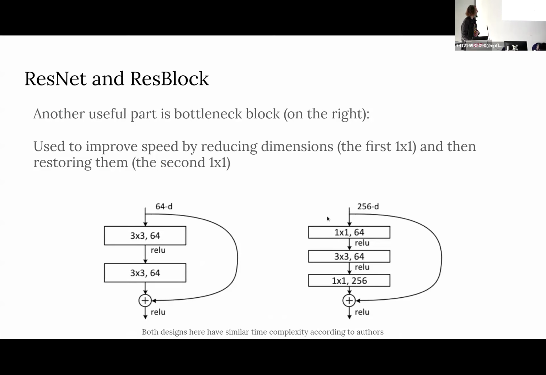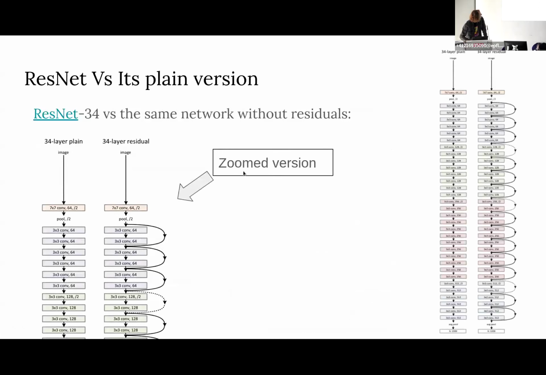So this has the same time complexity as this one, but it operates on a higher dimensional channel, meaning that it can use more information and achieve better quality. And your ResNet looks something like this, where you just stack these residual connections with a lot of convolutions, and you do it many, many times.